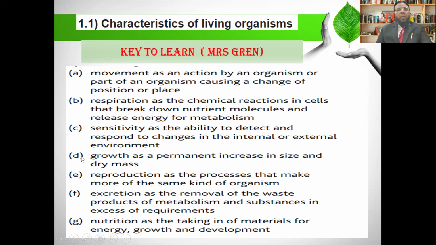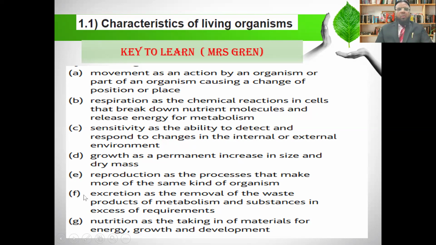And the fourth characteristic is growth. What is growth? Growth is a permanent increase in size and dry mass. And the fifth characteristic is reproduction. What is reproduction? It's a process that makes more of the same kind of organisms.